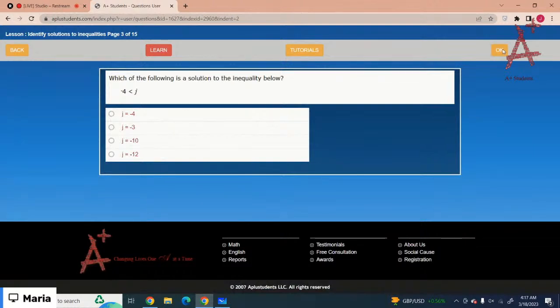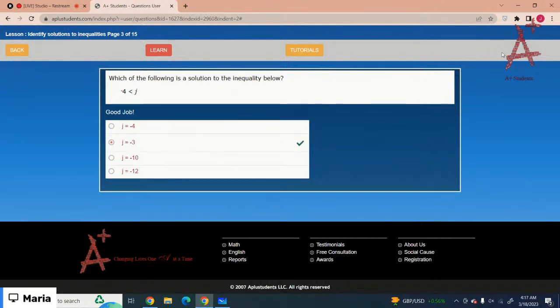Okay, -4 is less than j. So which option is the correct one? Which value is less than j? -3. Got it? Because for the rest of the values, -4 is not less than -4, and -10 and -12 are greater. So it is just the -3 that is less than -4. Got it?